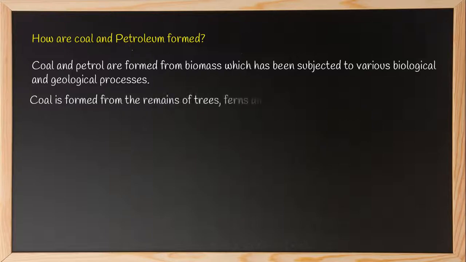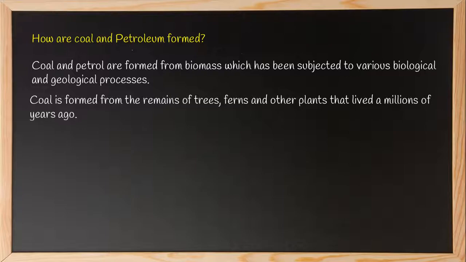Coal is formed from the remains of trees, ferns, and other plants that lived millions of years ago. So, trees, ferns, and other plants, just plants. When these plants live for a few years, they die, then they decompose, and they move inside the earth. And after several millions of years, they convert into coal.